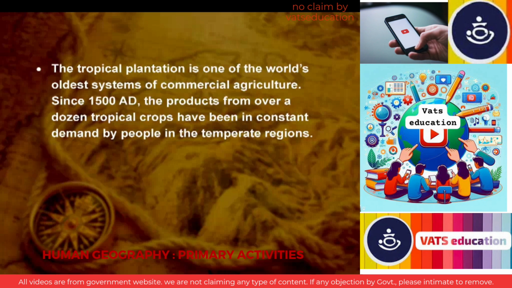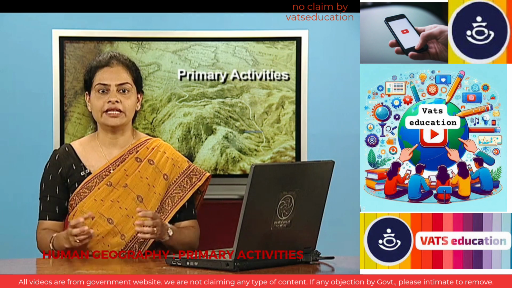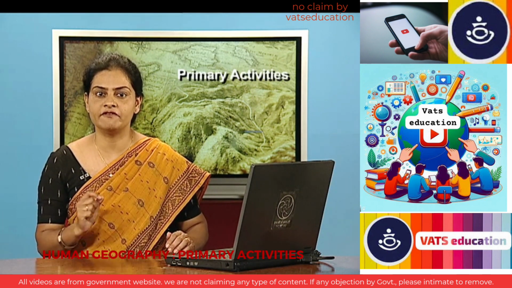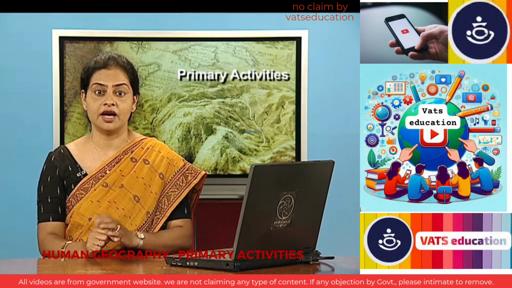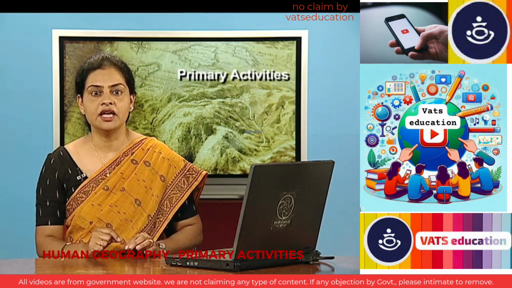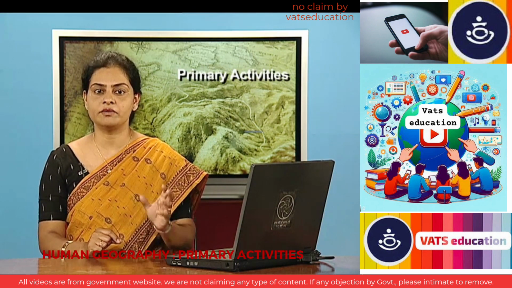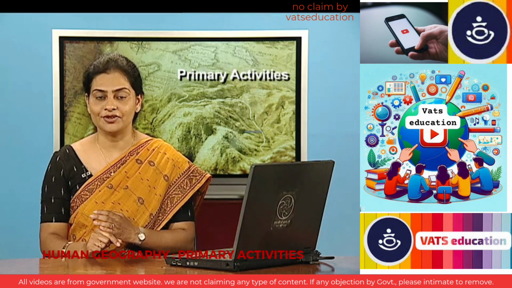Since 1500 AD, the products from over a dozen tropical crops have been in constant demand by people in the temperate regions. The specialized commercial cultivation of cash crops on estates or plantations is a very distinctive type of tropical agriculture and is found in many parts of Asia, Africa, and tropical and subtropical America. Plantation agriculture is different from other forms of agriculture. The characteristic features of plantation agriculture are as follows.